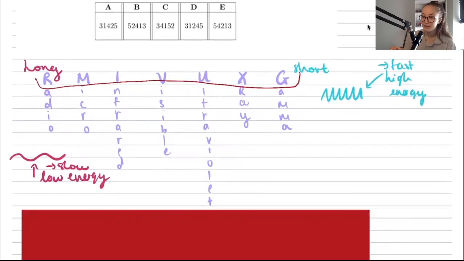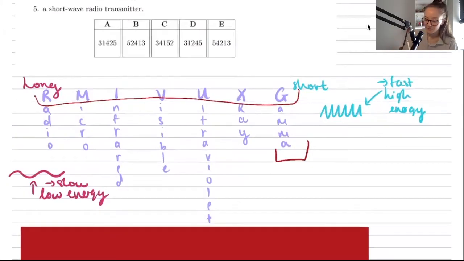And this is from long to short. And I feel like the best way of remembering which side is long and which side is short is to think about how high or low energy your waves on the spectrum are. So gamma waves are super dangerous, right? Because they're so high energy that they just ionize things really easily.